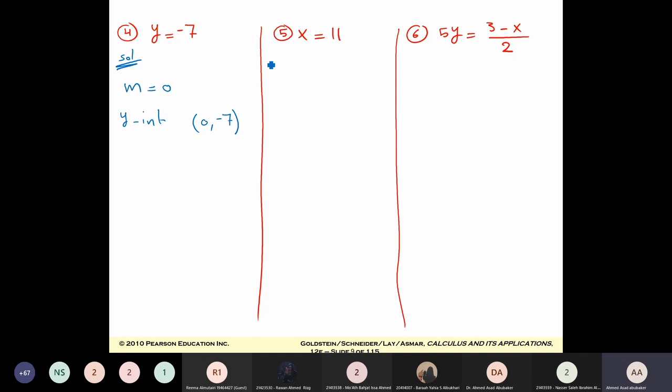In the equation number 5, the slope equal what? Undefined. Undefined. And the y-intercept does not exist.